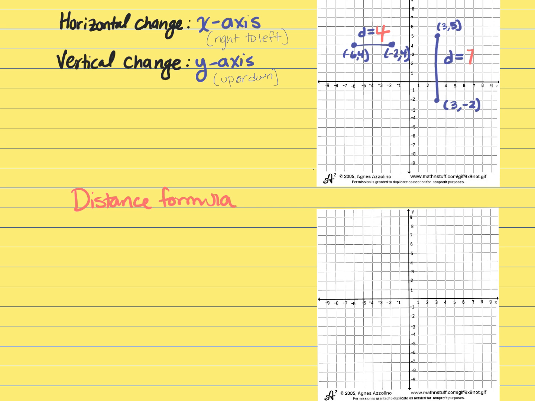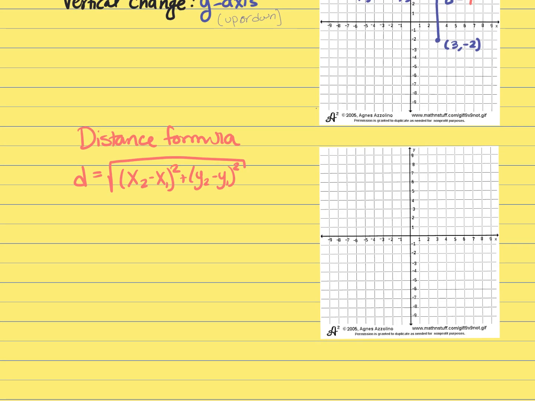So the distance formula is D equals the square root of the change in the x's, x2 minus x1 squared, plus the change in the y's, y2 minus y1 squared, all under the square root. Hopefully you watched the videos from last week where I teach you where the distance formula comes from. It comes from the Pythagorean theorem, just a different version of it combined for 2 points to find the distance between those 2 points. So let's get into an example.